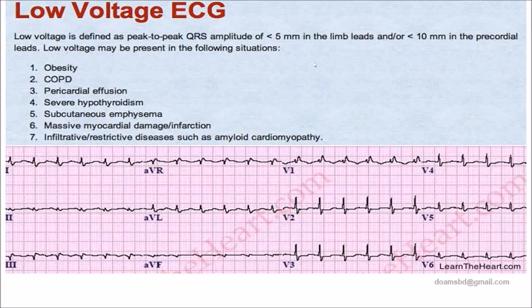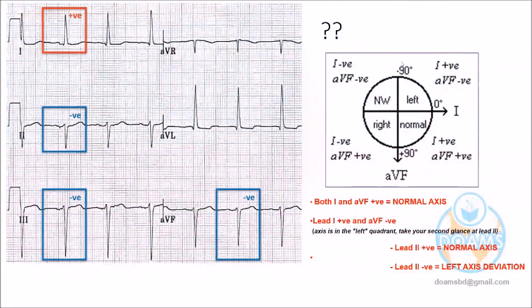And the words they have used, you see, peak to peak QRS amplitude. It is not the baseline. It is not the R wave only. It is the whole QRS complex. So this is the length of the QRS complex. If it is less than 5 or 10, then we can say low voltage ECG. And very common diseases can show low voltage ECG.